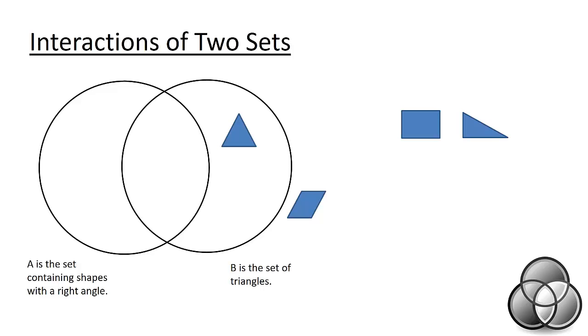Next up, the rectangle does have a right angle, so we can slide it to the far left. It's not going to go in the middle since it's not a triangle. Finally, we can slide our last triangle into the far right, but we may notice that it's a right triangle, so it's actually best placed in the overlapping region.